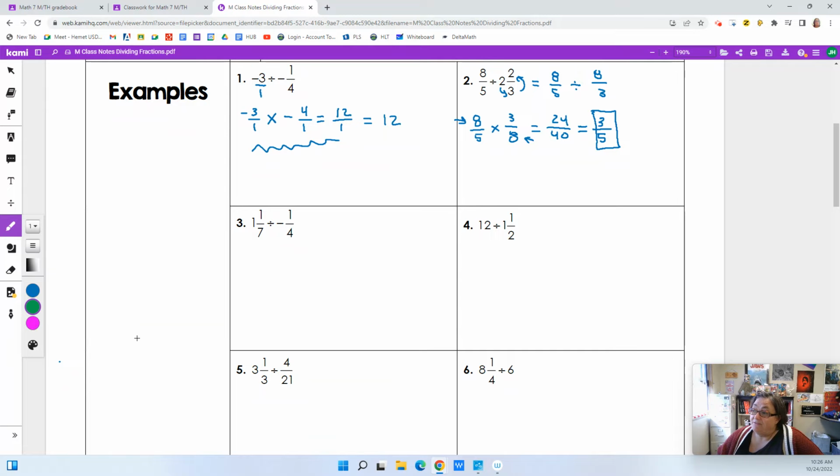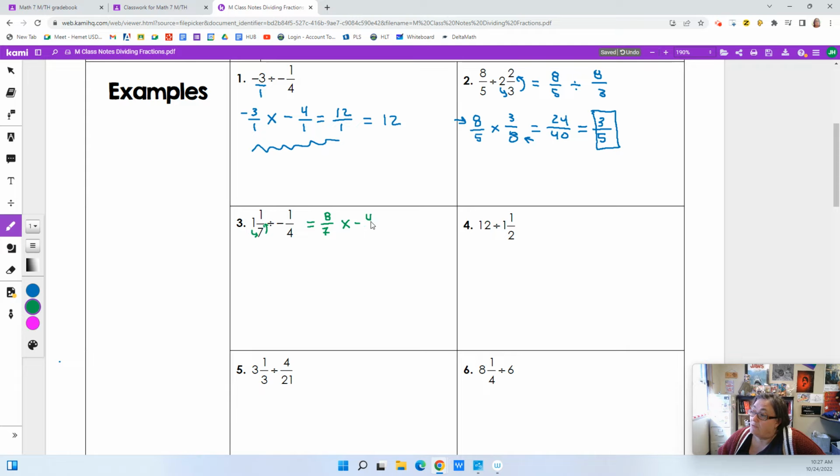So our next problem, we have a division problem again. Notice that we have a negative and a positive. So what's my answer going to be? Is it going to be negative or positive? Negative. It's going to be negative, right? Very good. So we're going to rewrite these with the mixed number. Here I have 1 times 7 is 7 plus 1 is 8. So I have 8/7, right? And then we're going to make it multiplication and we're going to flip this fraction over.